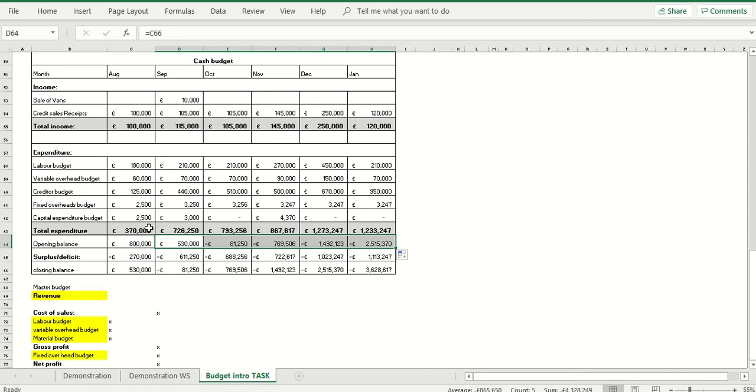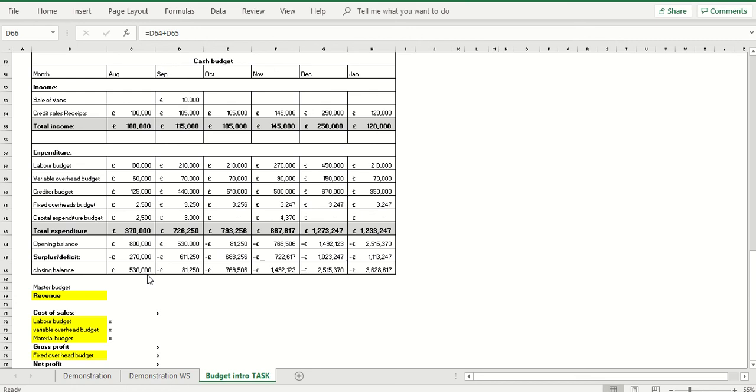And what we can then see is that every month we are having a deficit of money, so we are spending much more money, or paying out much more money, than what we've got coming in. So we've got these big deficits in each period, which basically very quickly drains the cash balance. So at the end of August we had £530,000 left. Come into September we've got minus 81,250, and so on and so forth.